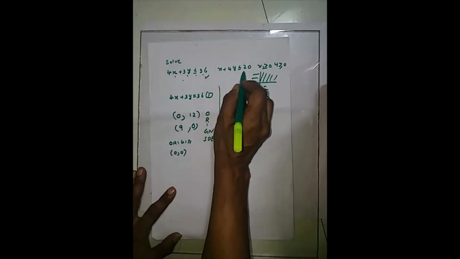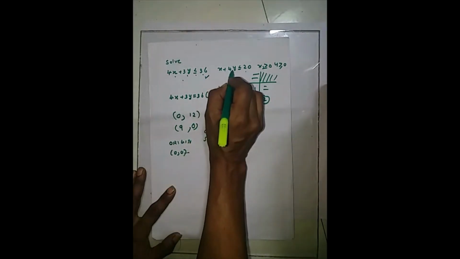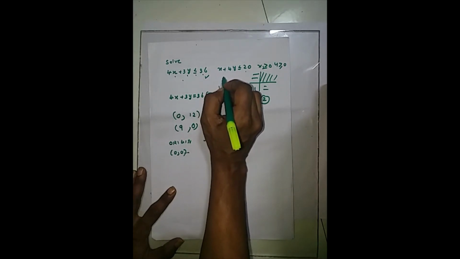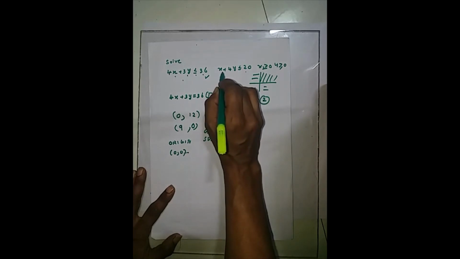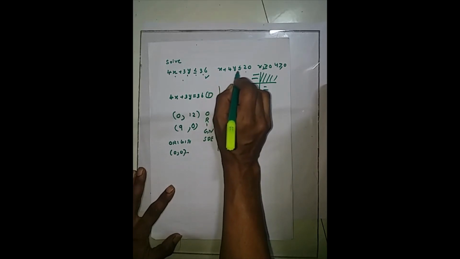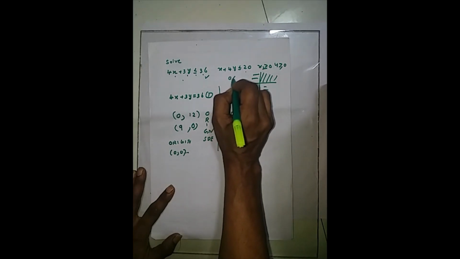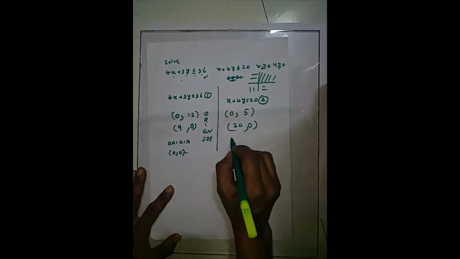For shading this region, you have to substitute the origin. Substituting 0, 0 in this equation, if you get a wrong statement, we will shade the non-origin side. So substituting, 0 plus 0 less than or equal to 20. Out of that, 0 less than 20 is a correct statement. So we will shade the origin side.